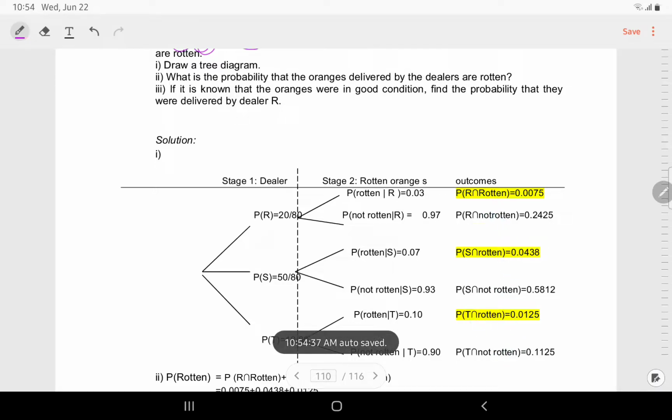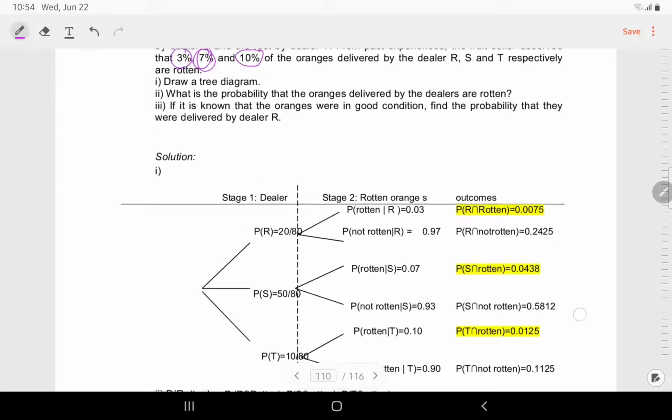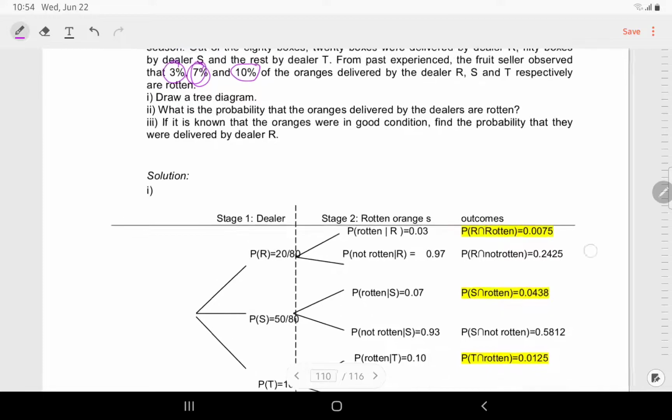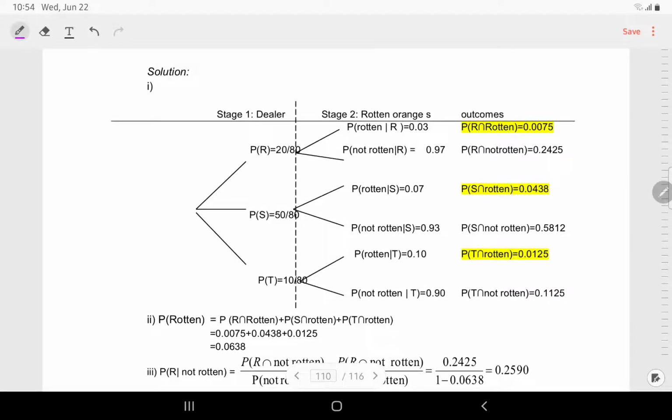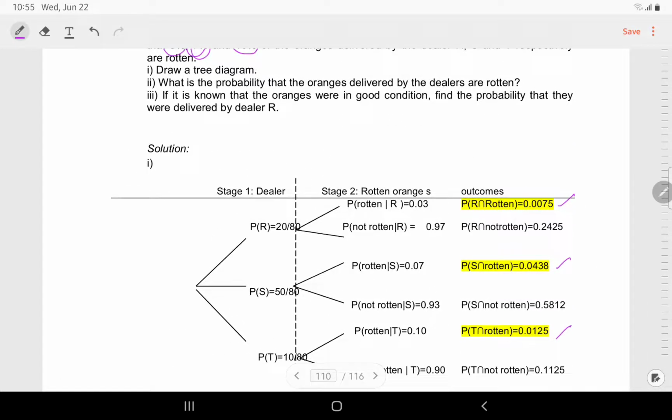So kita kirakan setiap satu ni. Okay, so back into question number 2. What is the probability that the oranges delivered by dealers are rotten? Yang rotten, yang ni, yang ni, yang ni. So kita tambahkan semua, jadi 0.0638.